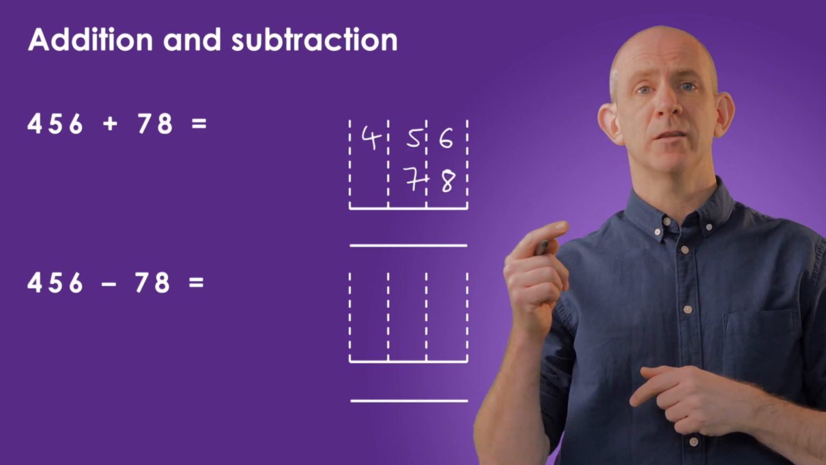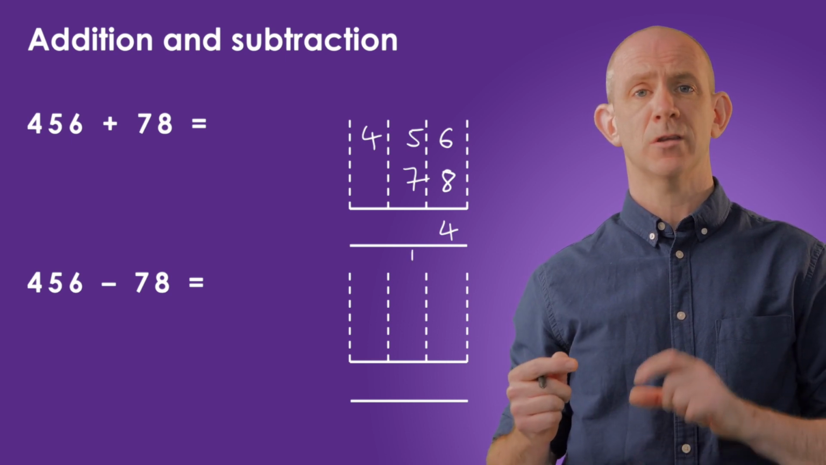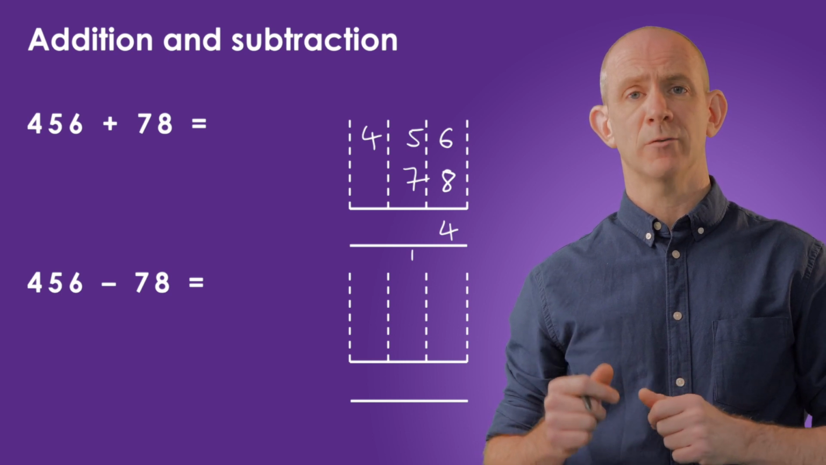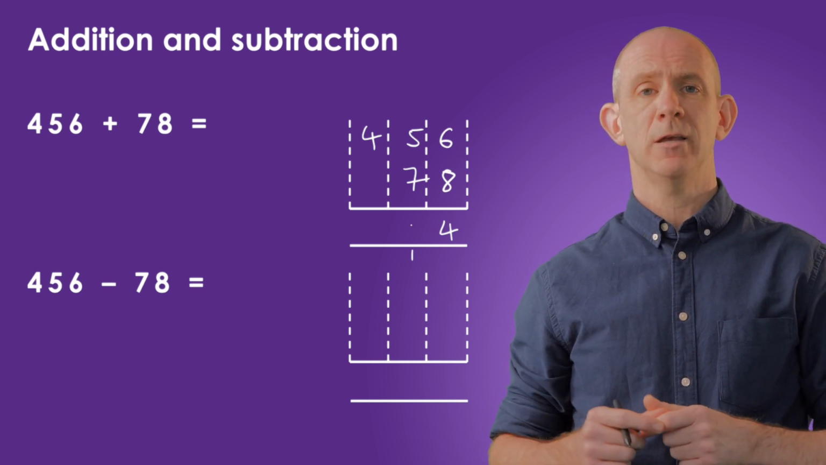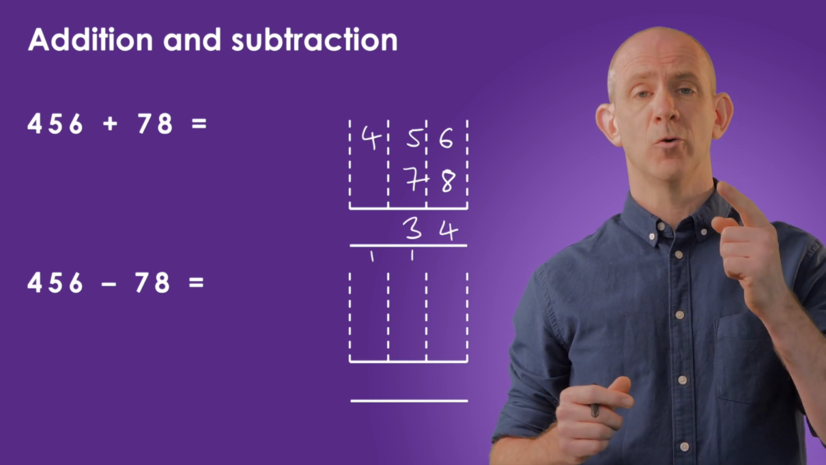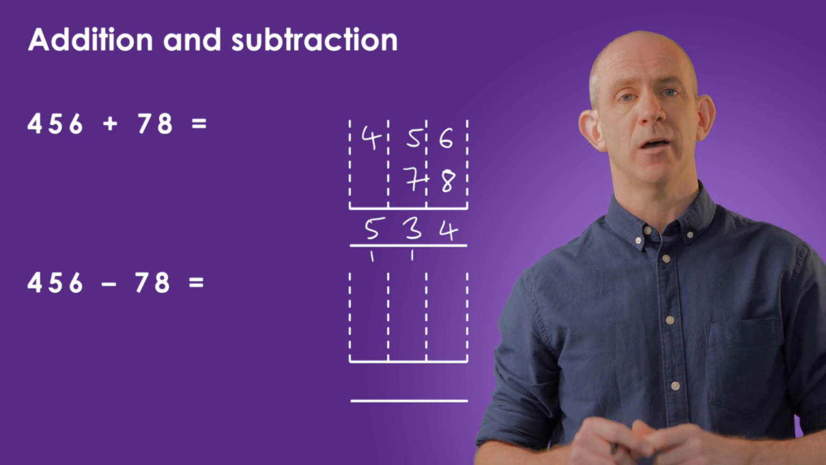Here we're adding the 6 to the 8, which would give us 14. We write the 4 underneath and the 1 underneath the next column. The 5 plus the 7 would give us 12, plus 1 would give us 13. Again, write the 3 here and the 1 underneath the next column. 4 plus the 1 being carried over would give us 5. So our answer is 534.